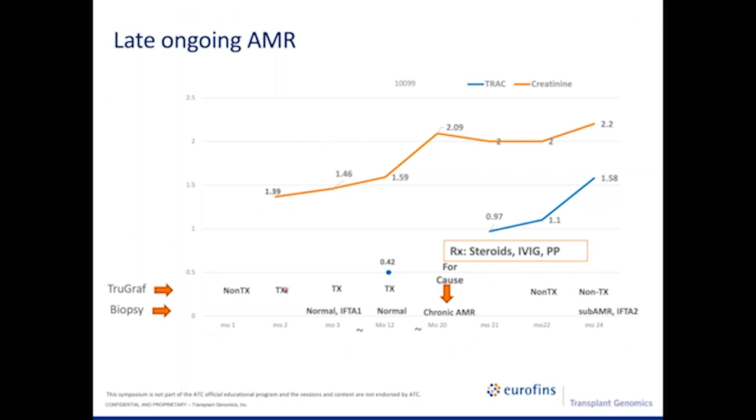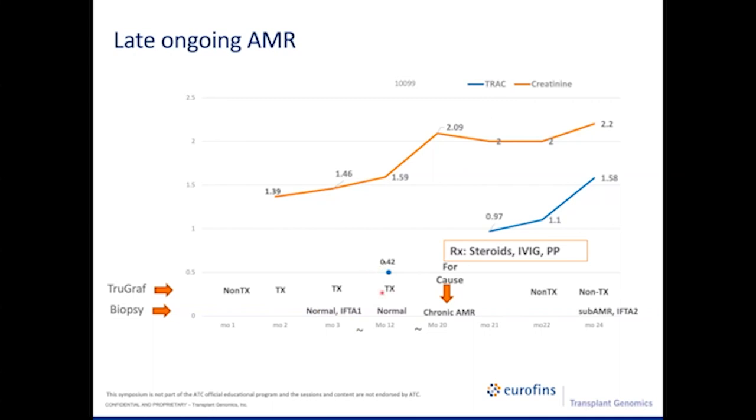By the second month, the TruGraf test is TX, suggesting that things are quiescent. At month 3, again, a TX TruGraf result. Biopsy is done, red is normal, mild fibrosis and tubular atrophy, grade 1. By month 12, now there's a gap here of 9 months. By month 12, creatinine's still pretty stable here. TruGraf assay is TX, and again, the biopsy is normal. At this point, cell-free DNA is also run at 0.42 using the TRAC test, and that's below the cutoff for positive, so everything's doing fine at this point.